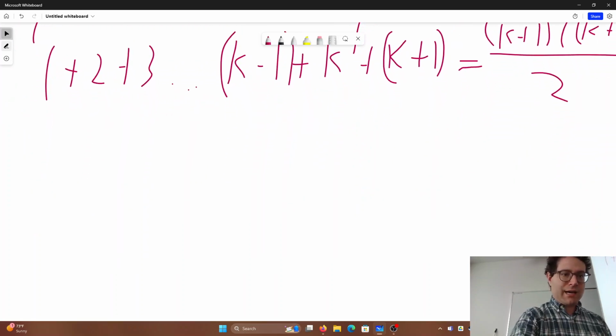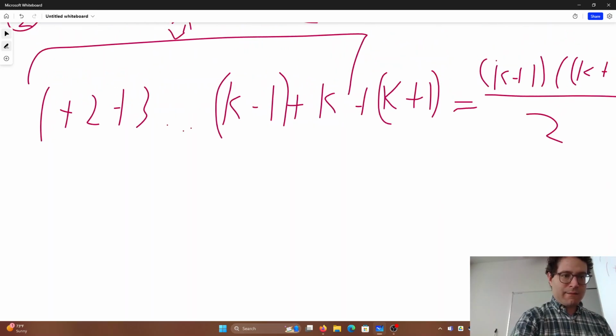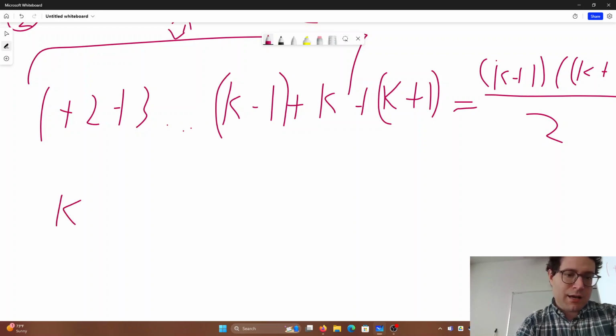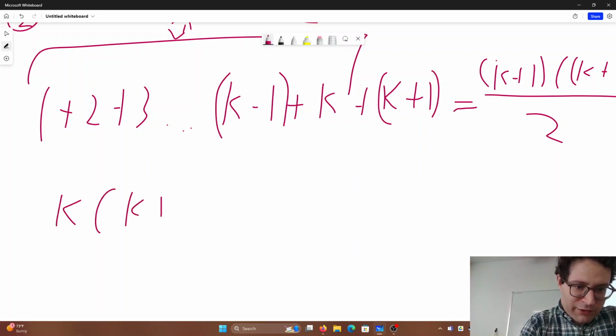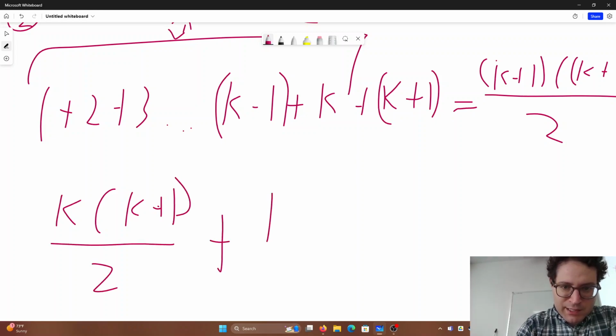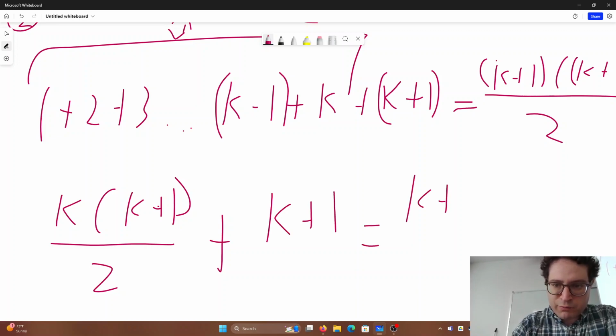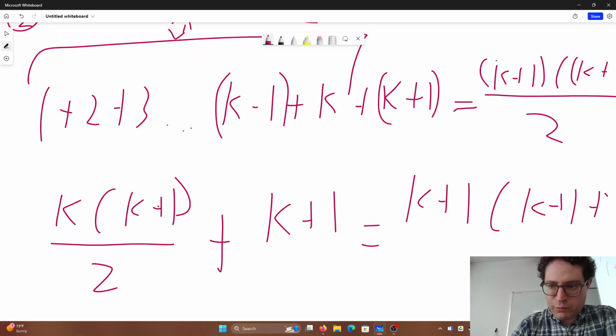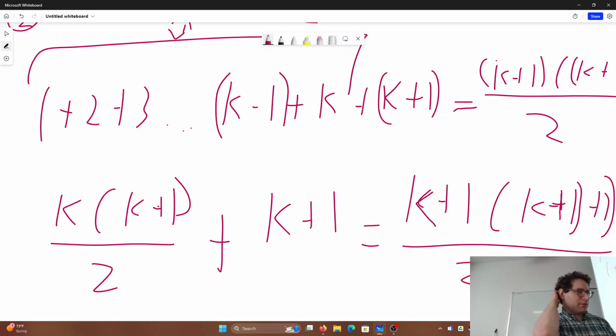So we can rewrite it as saying k. So now what we're going to do is rewrite it. We're going to say k times k plus 1 over 2 plus k plus 1 is equal to k plus 1 times k plus 1 plus 1 over 2. I know, my handwriting, or finger writing I should say. Okay, so how in the world do we get from the left to the right?